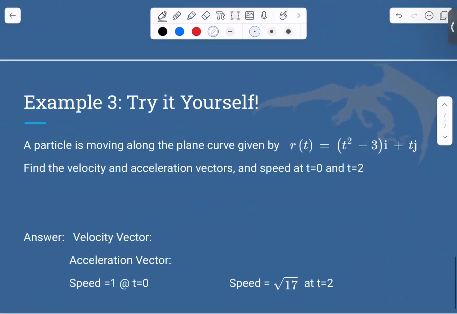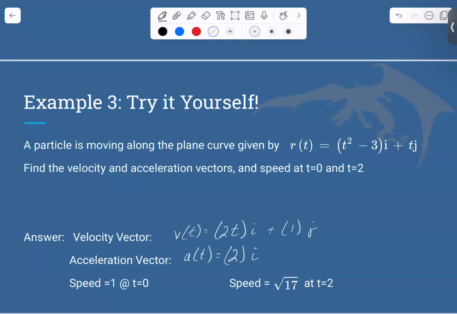So for this one, the velocity vector, I just felt like writing it out by hand instead of actually putting it on. So the velocity vector ends up being v of t is equal to 2t for your i component plus 1 for your j component. And then a of t is equal to 2, which is the derivative, 2t i. There's no j component.